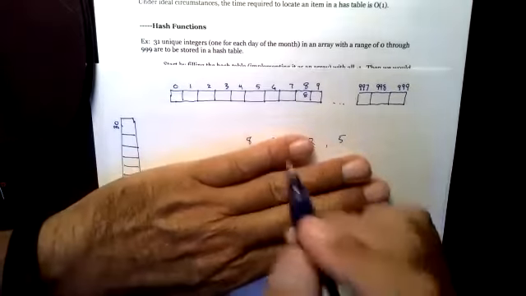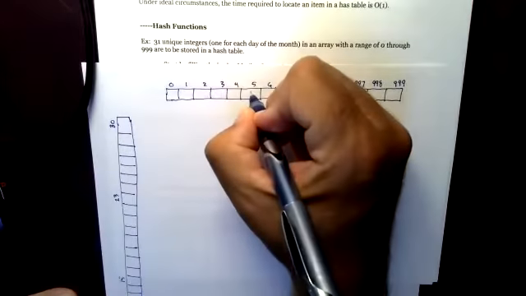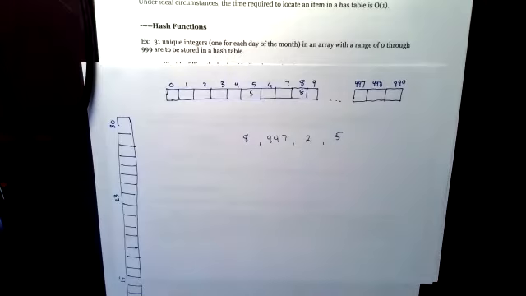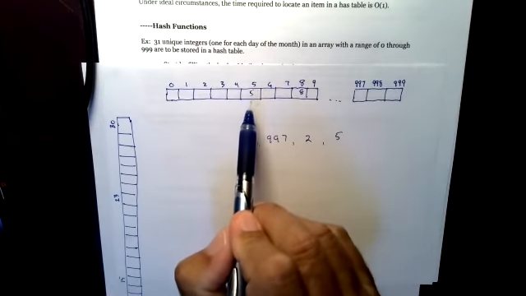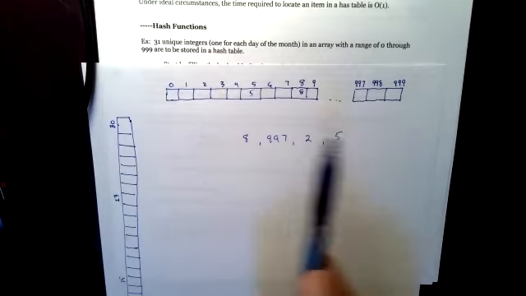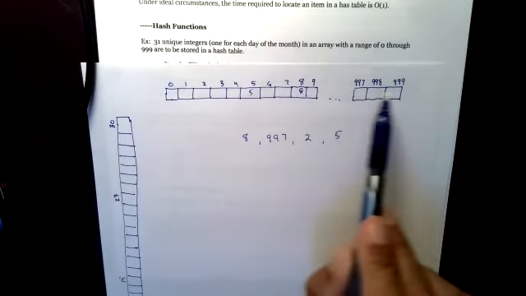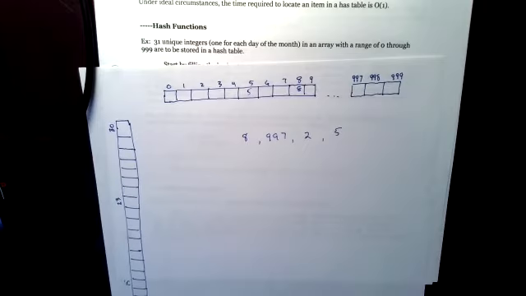So if I said to you, I'm going to fill this array with 31 unique numbers, and I want to know, was 5 one of the numbers I stored? You'd go to the array, you'd go to location 5 and look and say, yep, I stored 5. That's one of the numbers I stored, just like 8 was, just like 2, just like 997. But what's the problem when I'm done storing 31 numbers?